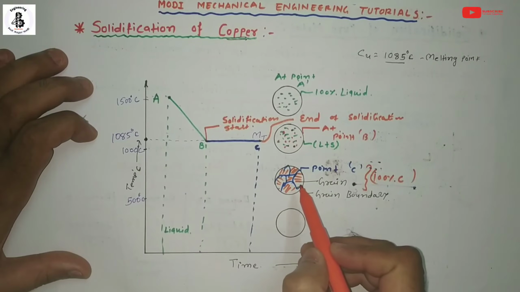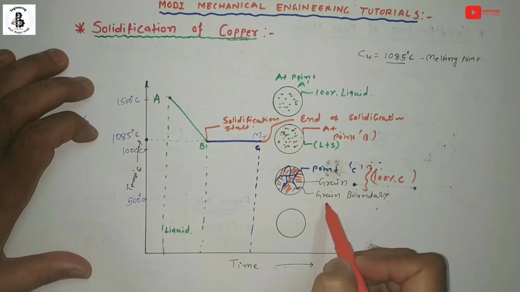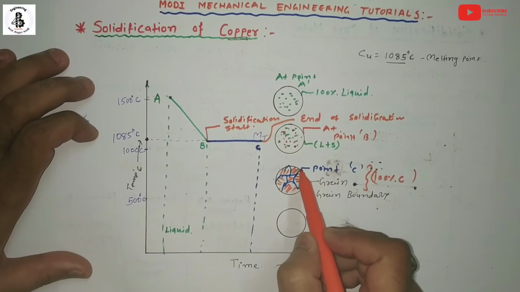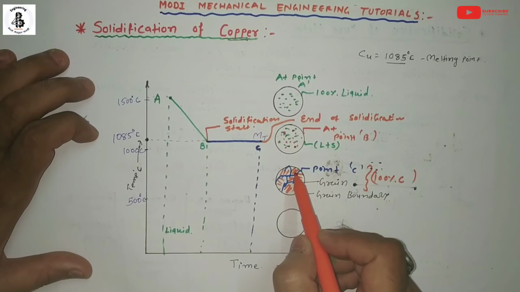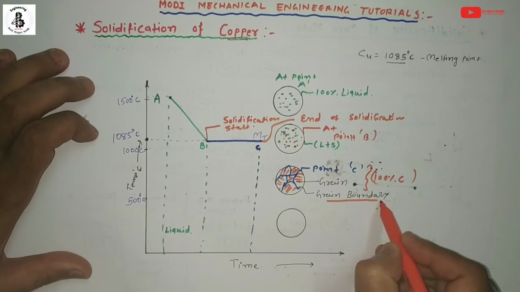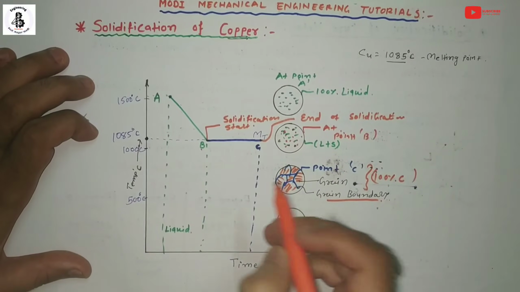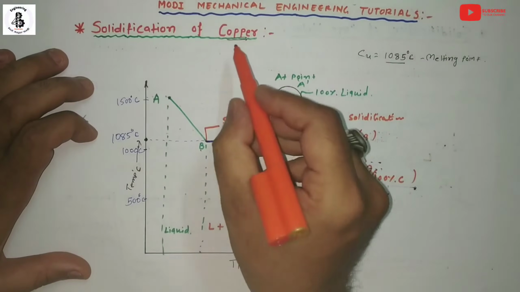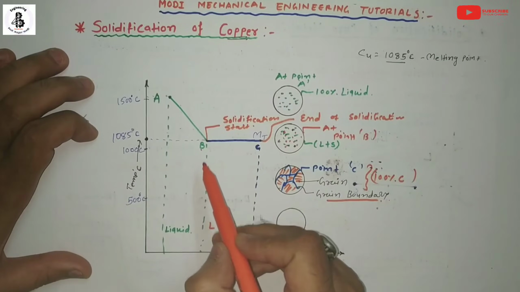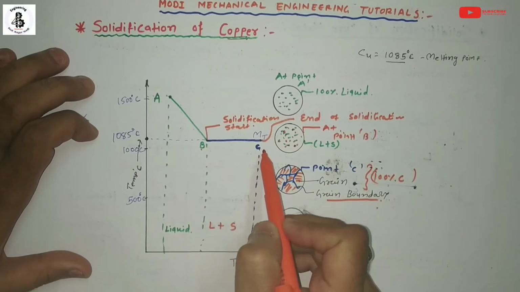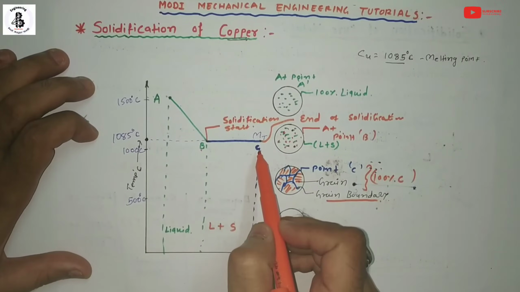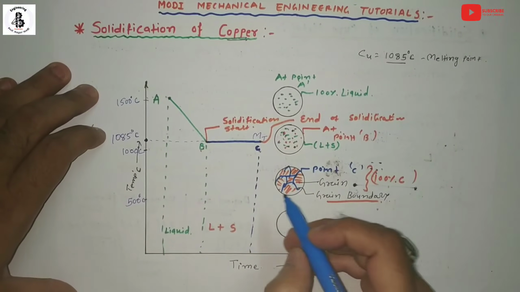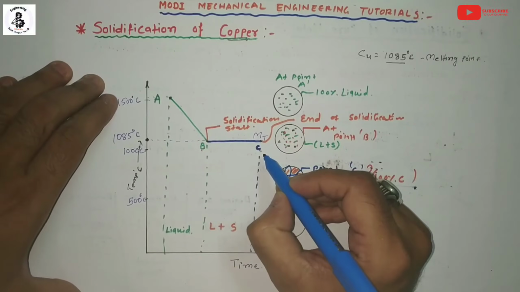All the copper forms grains and grain boundaries. Each grain at point C differs from the other grains in the microstructural view, and they are separated by grain boundaries. In between B and C there are two phases, liquid plus solid. So pure copper solidifies in the region between B and C, in a constant temperature solidification process. Then after point C, what happened? After point C, there is further slow cooling up to room temperature.